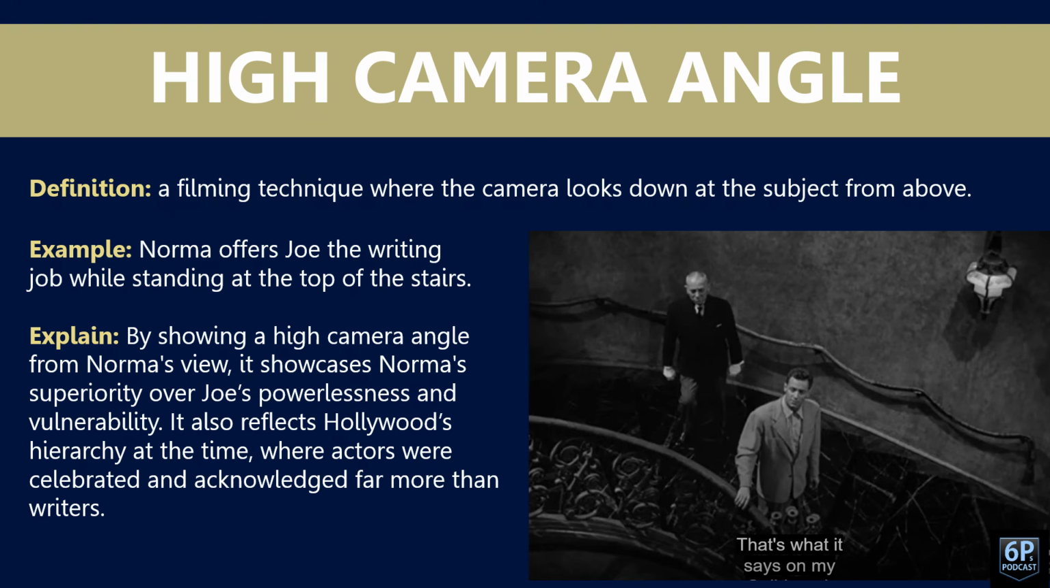Obviously, this idea as well about the hierarchy in Hollywood, this is something that Wilder condemns. There's a few quotes later on throughout the film. But again, when we're talking about film techniques, we're also thinking about what messages the director is sending. So this is a great example of where we can say, right, a high camera angle shows Hollywood's hierarchy, and this is something that Wilder condemns.